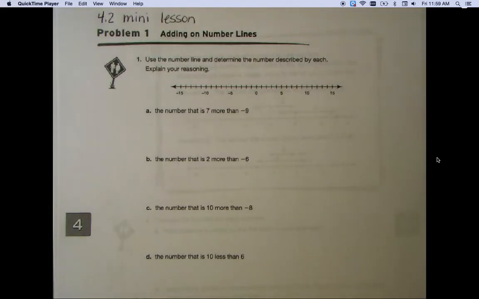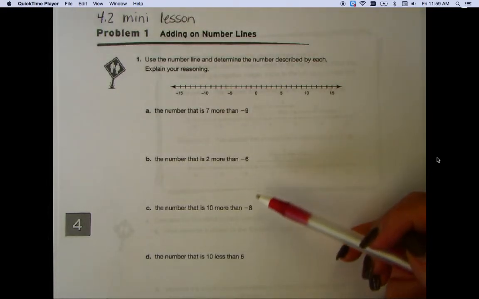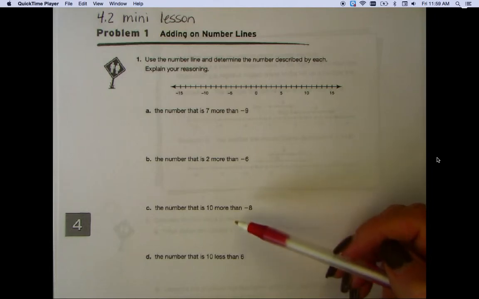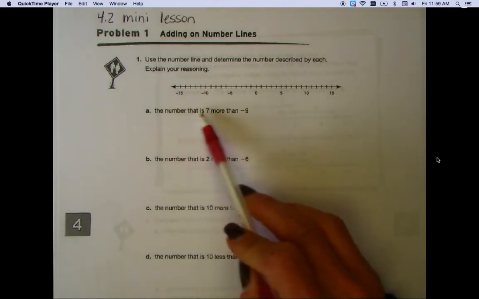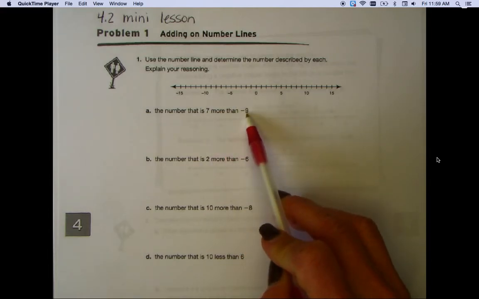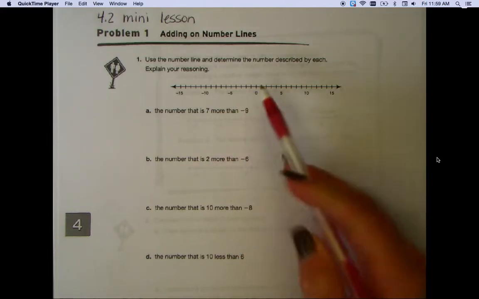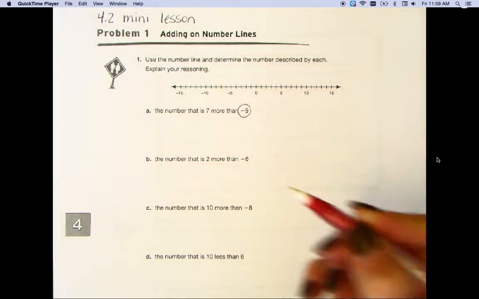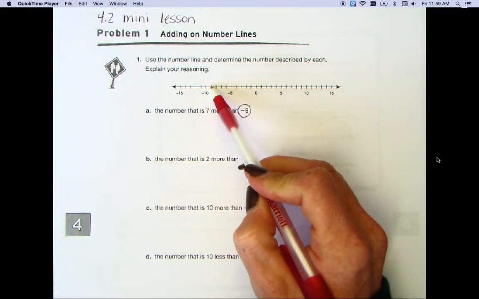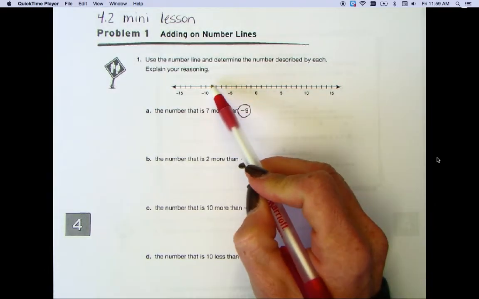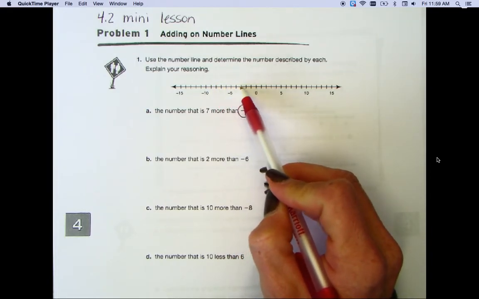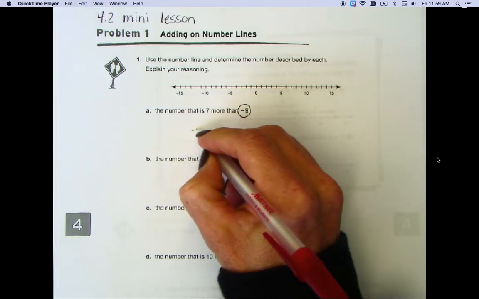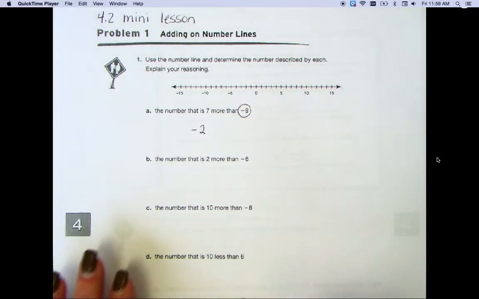The mini lesson for 4.2. Use the number line and determine the number described by each. So we want the number that is 7 more than negative 9. So I need to realize, first of all, that I'm starting at the negative 9. So if I'm here and I want 7 more, I'm moving this way 7. 1, 2, 3, 4, 5, 6, 7. And I would end at negative 2.